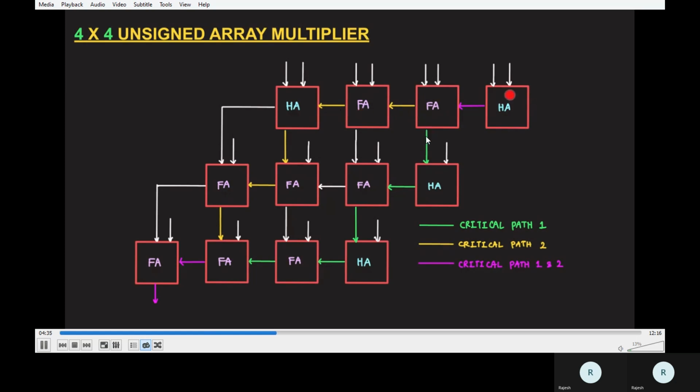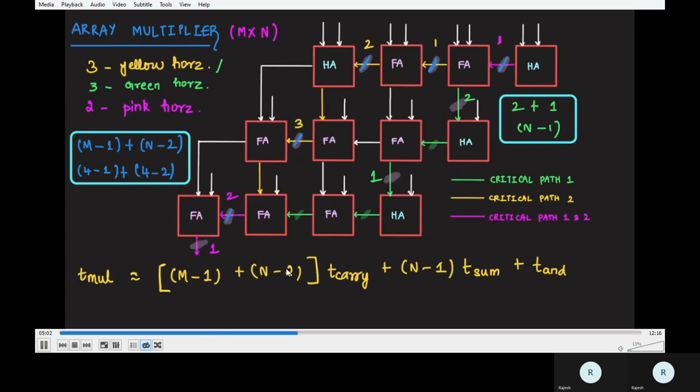But this sum is acting as input to a half adder. So along with some input, this sum is going to be added and a carry is generated. That carry is again fed to the next stage as an input. So this is a diagram where we want to cover the critical paths.